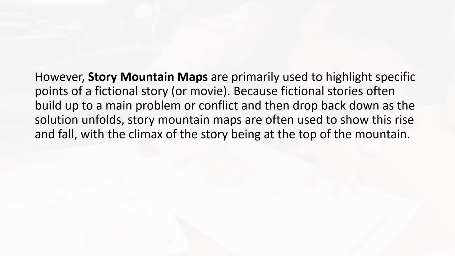The difference, though, is that story mountain maps are mostly used to highlight specific points of a fictional story or movie, because fictional stories often build up to a main problem or conflict and then drop back down as the solution unfolds. Story mountain maps are often used to show this rise and fall, with the climax of the story being at the top of the mountain.